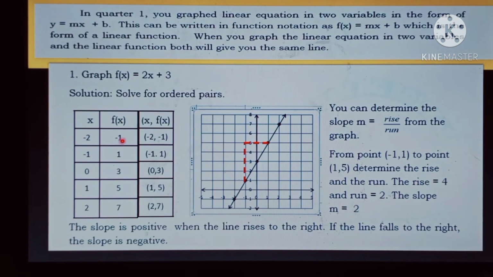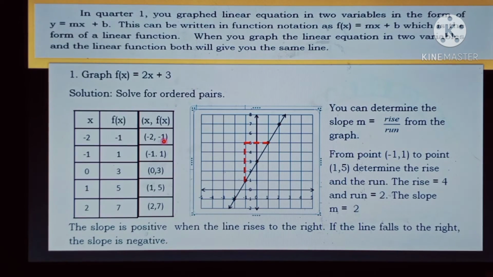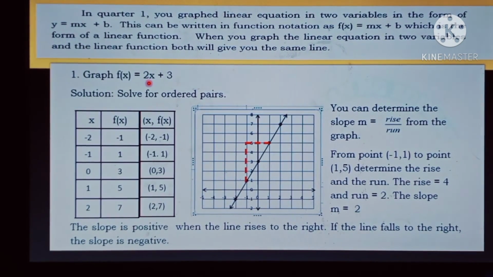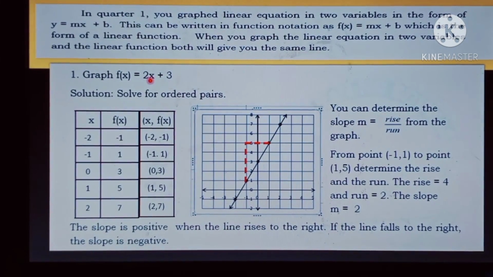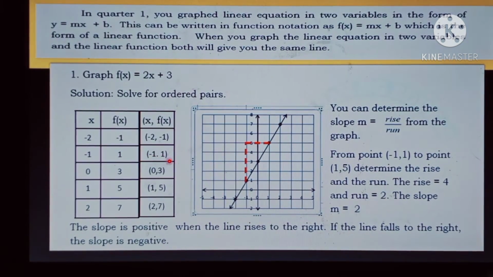So ano na yung ordered pair mo? x, f of x. So, negative 2, negative 1. Okay. For negative 1, your f of x is 1. So, paano kuha yung 1? So, si negative 1, you substitute here. So, 2 times negative 1, that is negative 2, plus 3, that is positive 1. So, you have negative 1, 1.